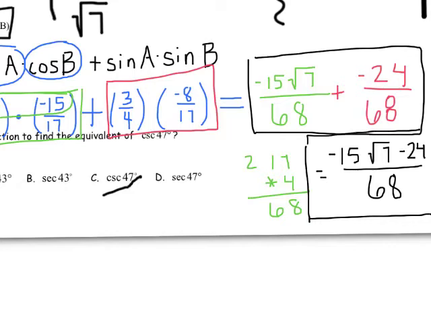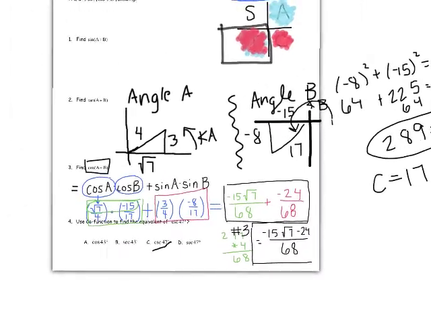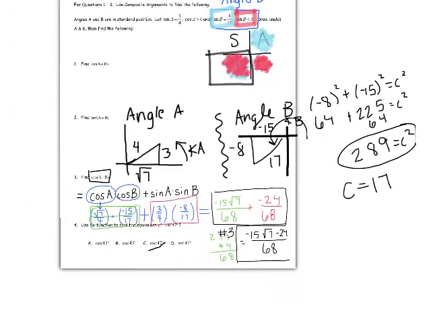This is your final answer for number 3. Now, the great thing about this problem is that even though it took us a while to get started, you use this for number 1 and also number 2. So you don't have to redraw those triangles every time. We just drew that one triangle for angle A and the one triangle for angle B, and that's what you're going to use for number 1 and 2.